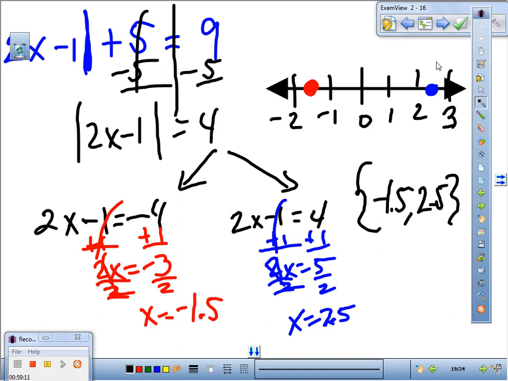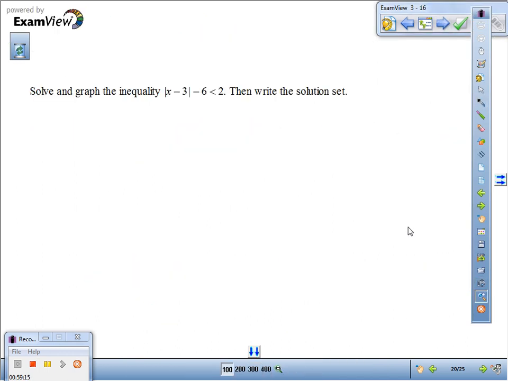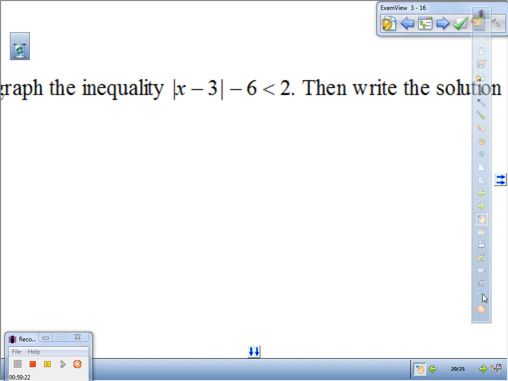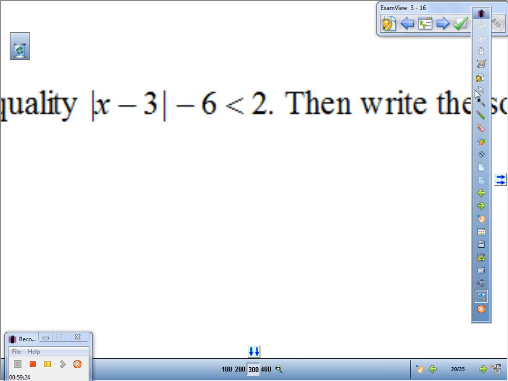Number 3. It says, solve and graph the inequality, then write the solution set. Let me zoom into the inequality. There it is. Once again, draw your line down the inequality symbol so you can focus on the absolute value by itself. Okay?